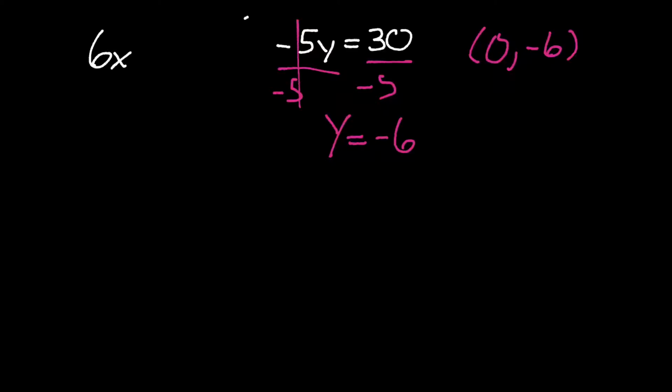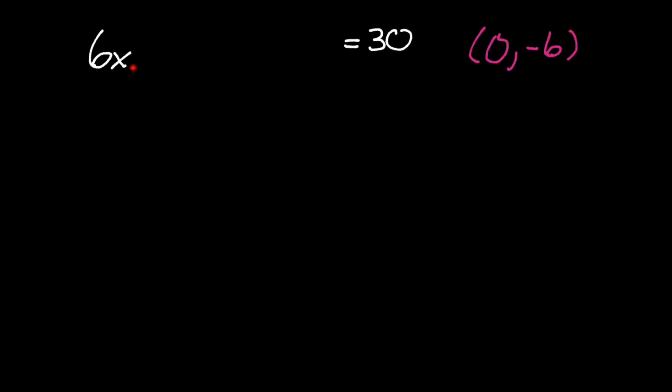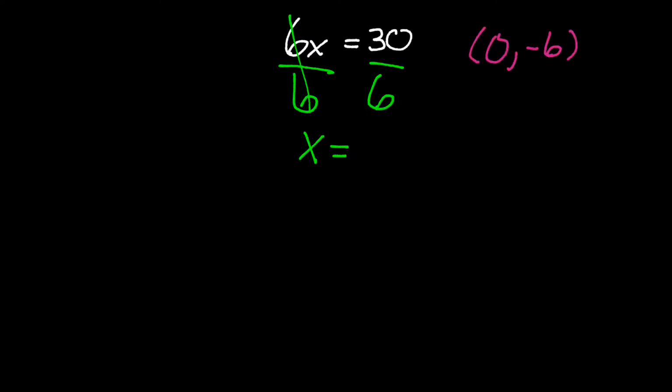So that tells me my y-intercept is 0, negative 6. Alright, now if I were to get rid of the negative 5y and bring back my 6x, now I can get my x-intercept. So I have 6x equals 30. Solve for x, divide by 6, and I have x equals 5, meaning my x-intercept is 5, 0.